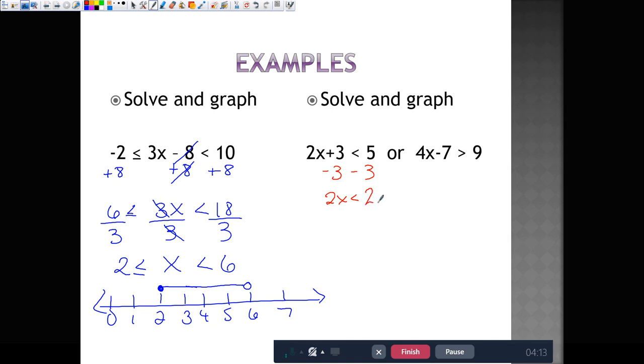And I'm going to divide by 2. Am I dividing by a negative number? No, so I'm going to keep my inequality sign. So x is less than 1.